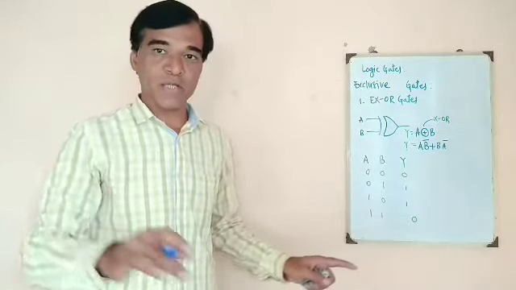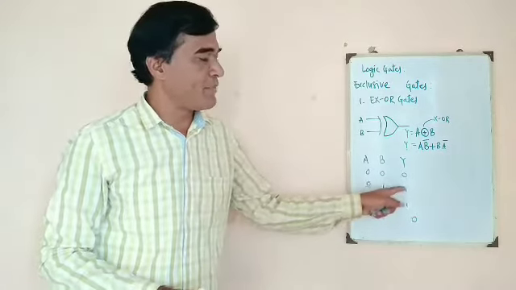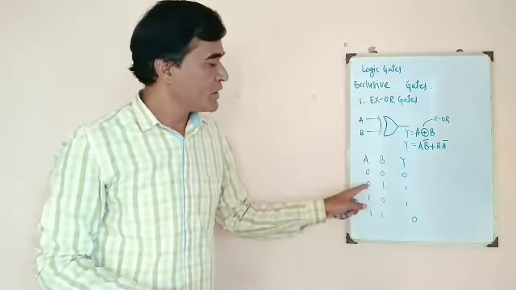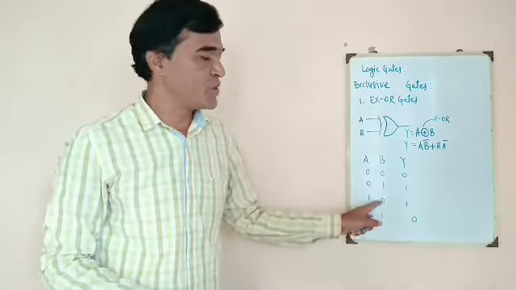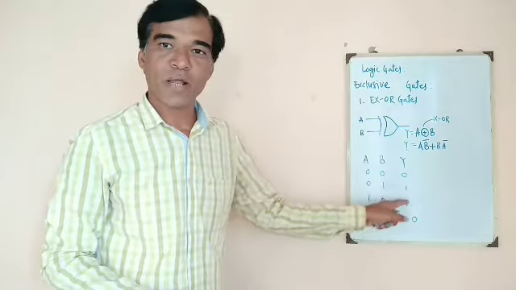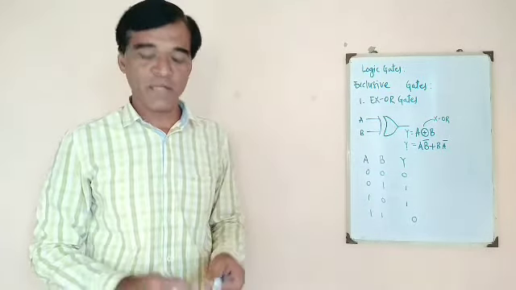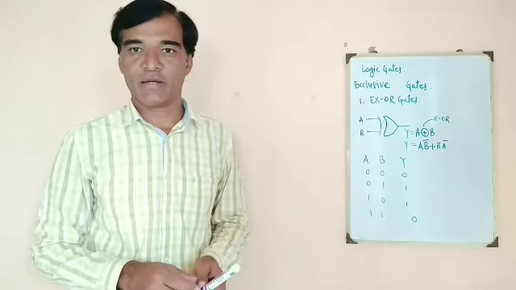In other words, I can also define: when inputs are different, then I will get the output which is logical high. 0, 1, these are different inputs, I will get output which is high. 1, 0, output I am going to get a high. This is nothing but the first exclusive gate, which is XOR gate.